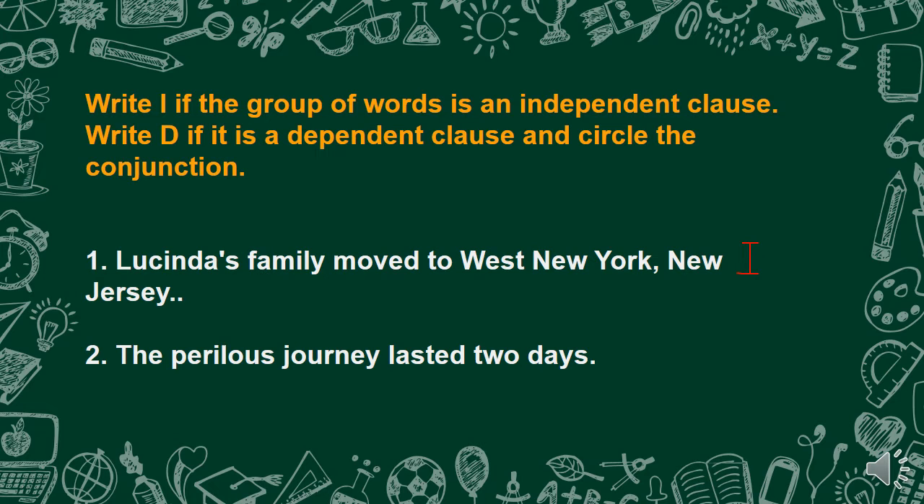Number 2. The perilous journey lasted 2 days. If I say perilous means dangerous, the journey lasted 2 days. If I say this sentence, do you understand what I'm talking about? Yes, it gives a complete meaning. Here, this is the subject, and here the verb and the predicate. So this is also an independent clause.